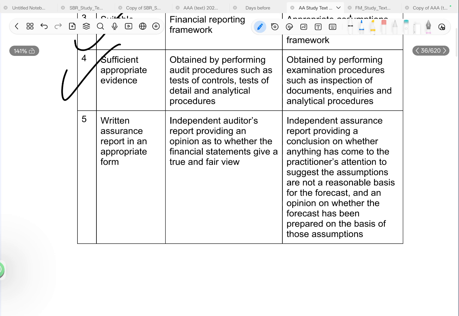Finally, the fifth element is the written assurance report. In the financial statement audit, the output is the independent auditor's report. This report contains the auditor's opinion on whether the financial statements give a true and fair view. But in the case of a forecast engagement, the practitioner provides an independent assurance report. The report usually states whether anything has come to the practitioner's attention suggesting that the assumptions are unreasonable, and whether the forecast has been prepared based on those assumptions.